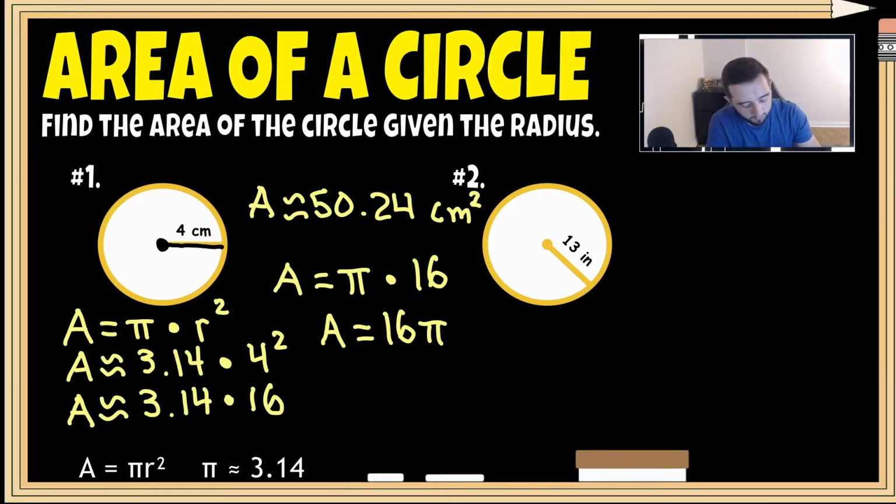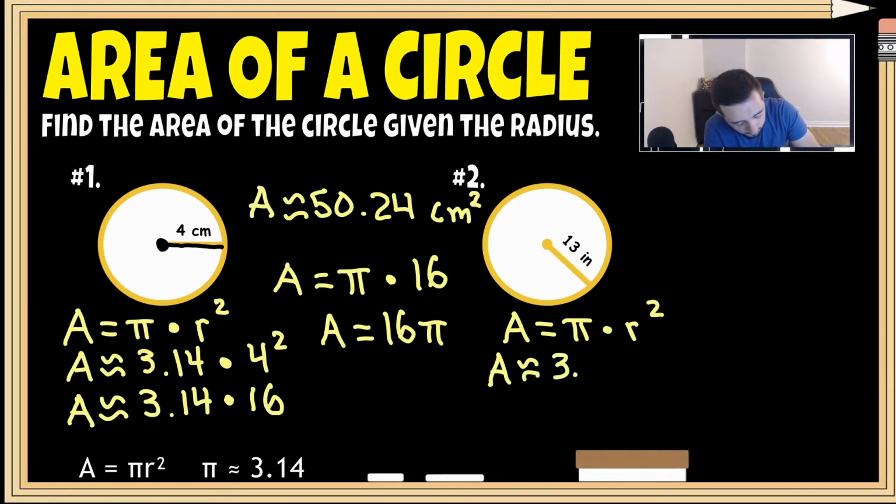So we're going to start off with our area formula, which we have area equals pi times the radius squared. Again, we're approximating pi at 3.14, so we have area is approximately 3.14 times the radius squared. In this case, our radius is 13 to the second power. Again, order of operations, we don't have any parentheses, so next step is to check for exponents, which we do.